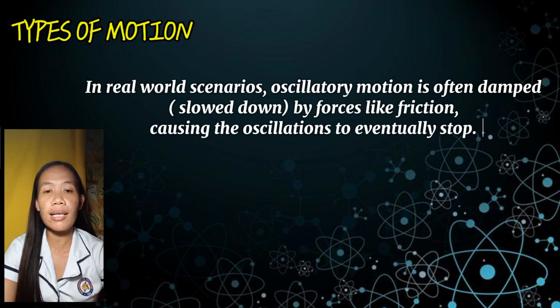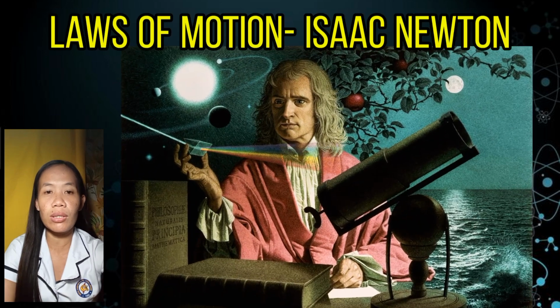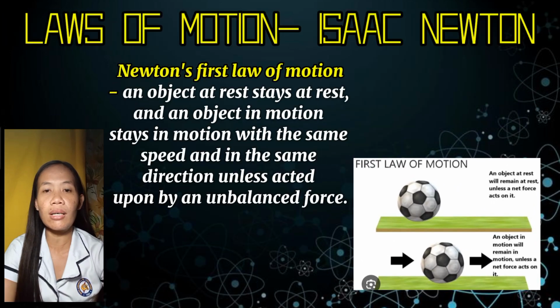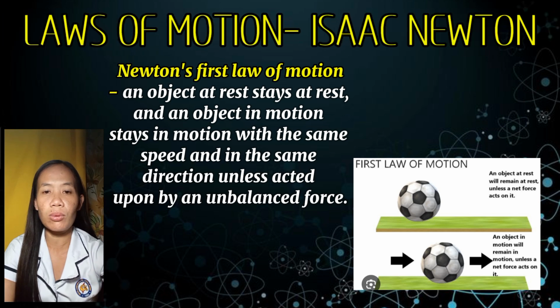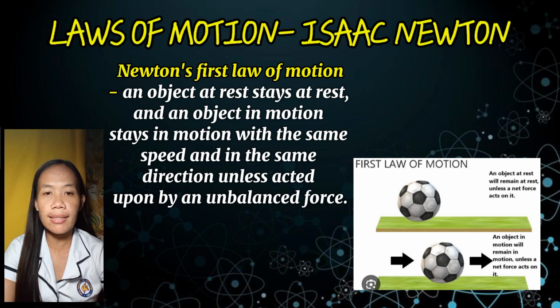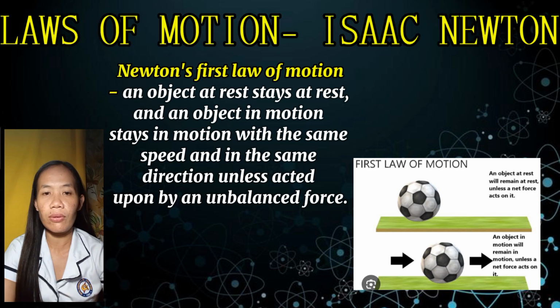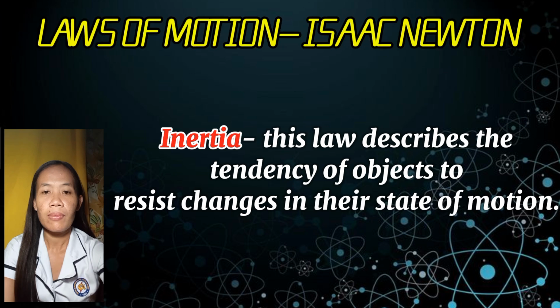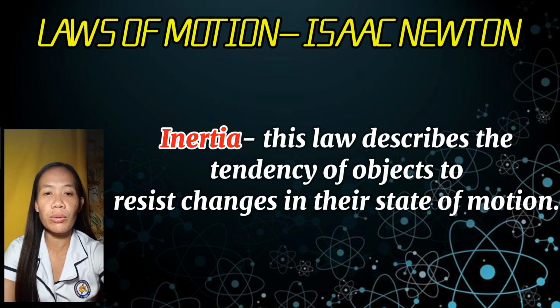So here are the examples of laws of motion. The first is Newton's first law of motion: an object at rest stays at rest, and an object in motion stays in motion with the same speed in the same direction unless acted upon by an unbalanced force. The first law is inertia. This law describes the tendency of objects to resist changes in their state of motion.